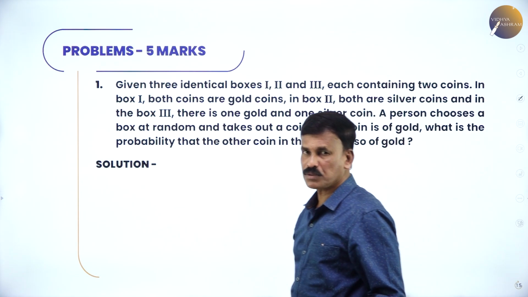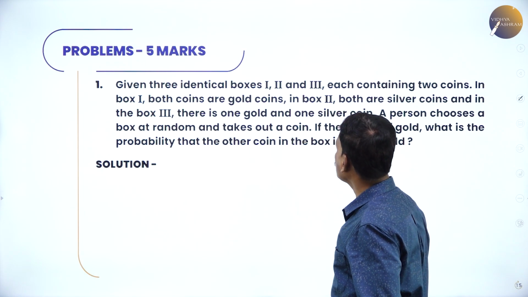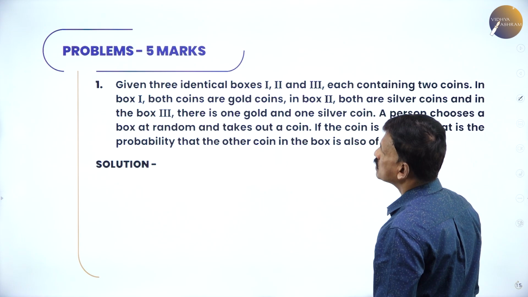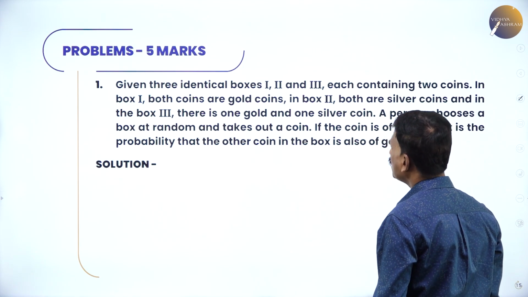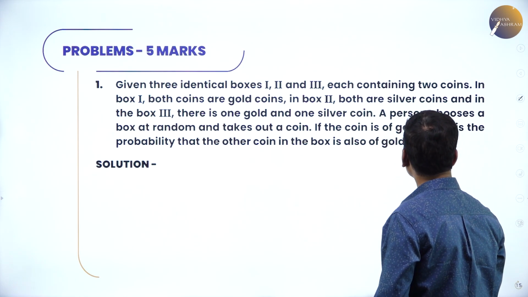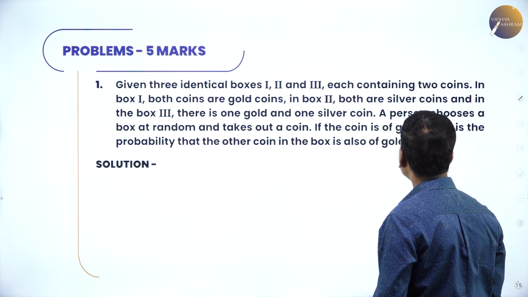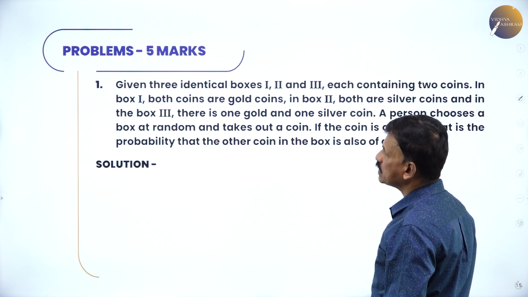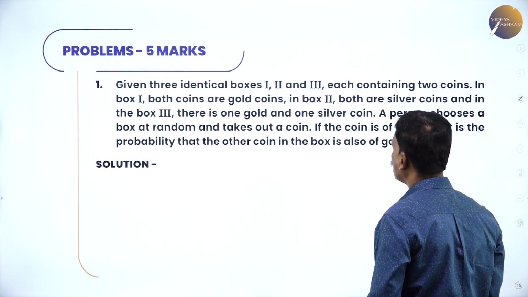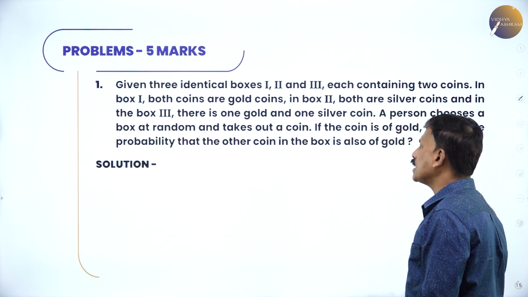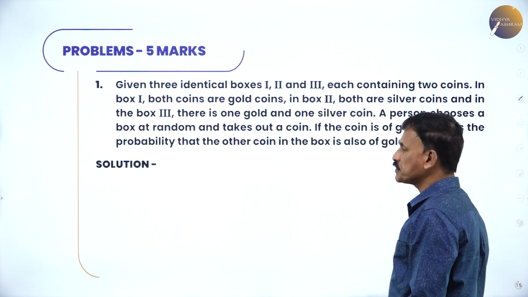Same type of problem. Given three identical boxes 1, 2 and 3, each contains 2 coins. In box 1, both coins are gold. In box 2, both are silver coins. And in box 3, there is 1 gold and 1 silver coin. A person chooses a box at random and takes out a coin. If the coin is gold, what is the probability that the other coin in the box is also gold?